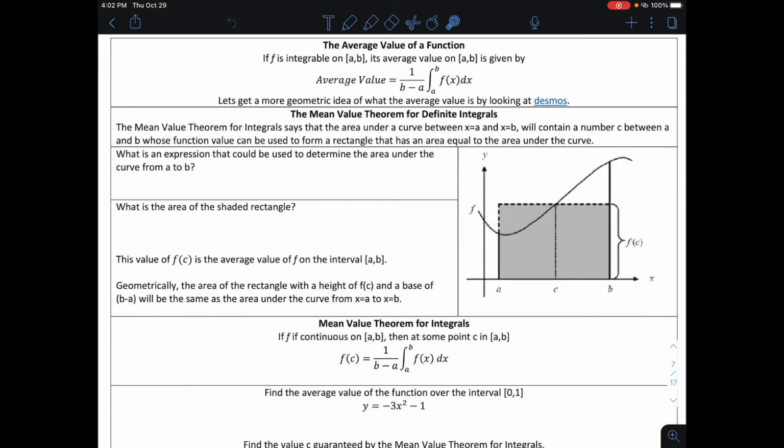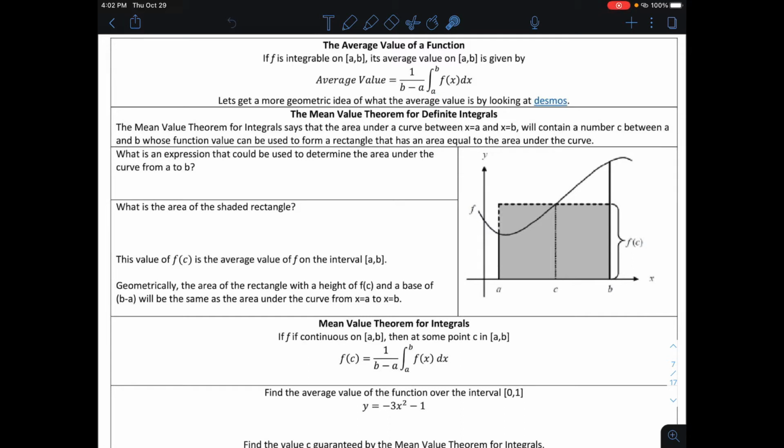Now, by average value, we're talking about the average output. The average output, or value, is going to equal 1 over b minus a, which basically stands for the width of the interval. So 1 divided by the width of that interval times the area underneath the curve, which is the definite integral from a to b of f of x dx.